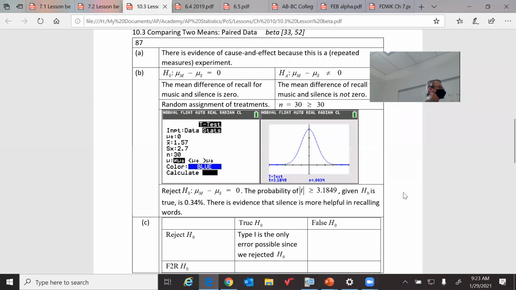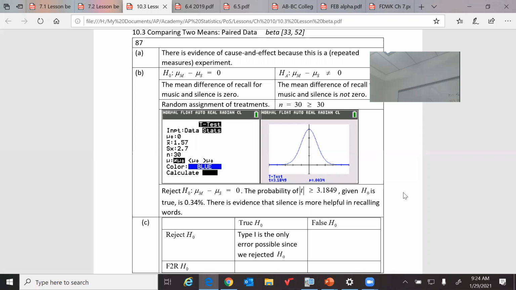So for problem 87, they're asking you, do you have cause and effect? You cannot determine cause and effect from an observation. It has to be an experiment where the treatment's imposed, and this qualifies. So the null is there a difference between music and silence? Is that 0, or is it not 0? So you have random assignment of treatments. The sample size is large enough. We do a t-test of differences from the data they gave us, the stats, not the data, meaning use lists.